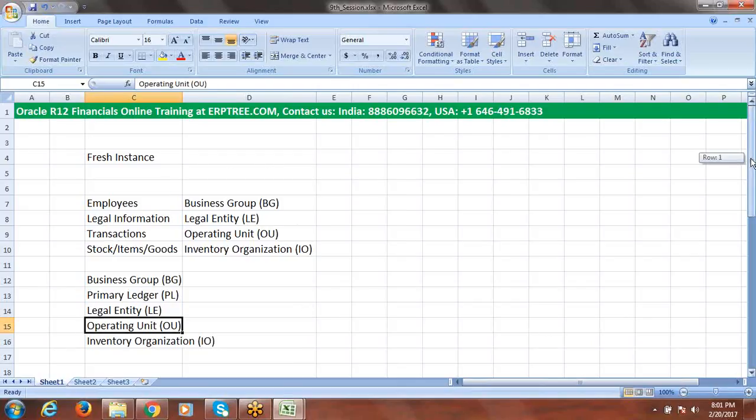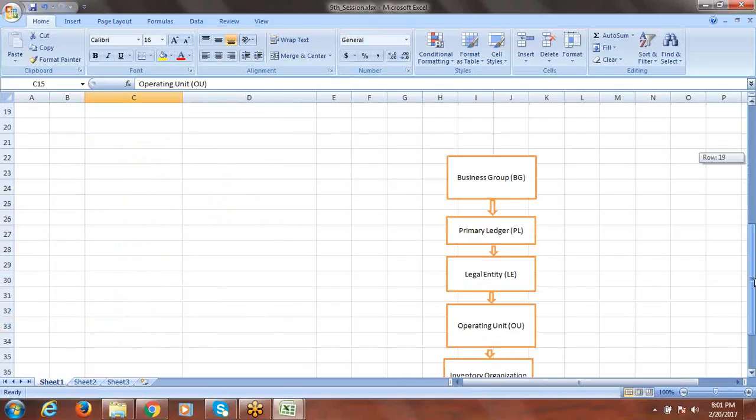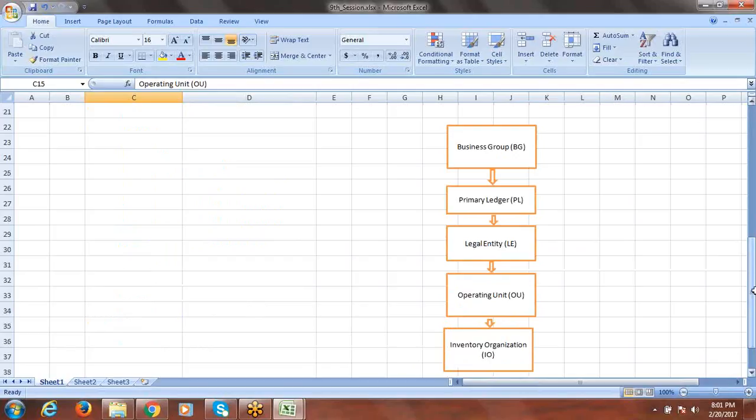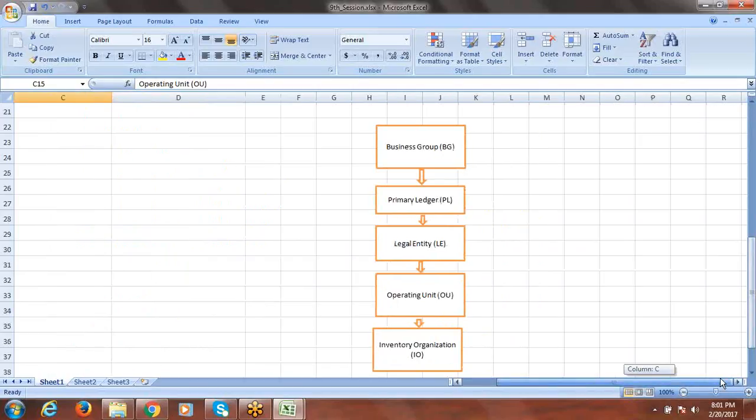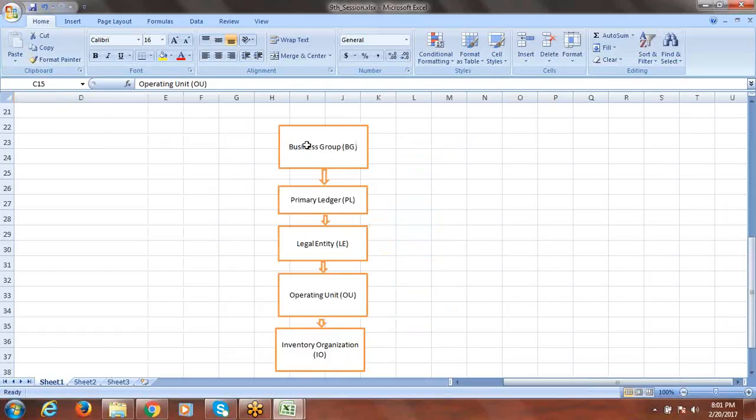If you see here, I just gave a simple flow diagram. This is how it looks. On top level we'll have a business group. Under business group we'll have a primary ledger. Under primary ledger we'll have a legal entity. Under legal entity, operating unit, OU. Under operating unit we'll have an inventory organization. That means every inventory, whatever warehouse we have, should support your business transactions. Those can be sales or purchases.